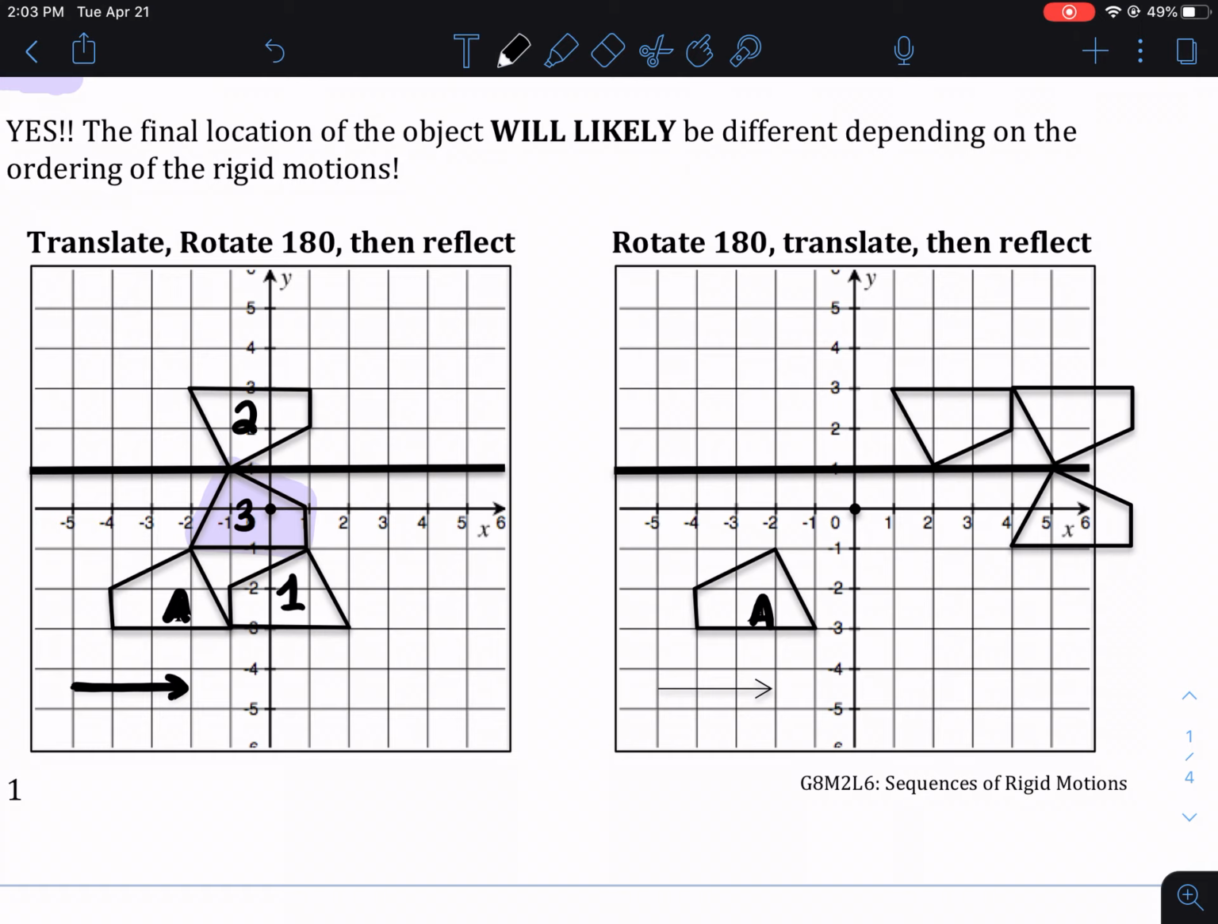So if I did A and I rotated first, I would actually end up right here. If I translated that next, that means I'd be moving over here. And then in the end, I would reflect, and this is where my reflection would be. So notice that it is not anywhere close to where I had it before. So it becomes super important that you guys are able to follow the sequence of those motions because order really does matter.